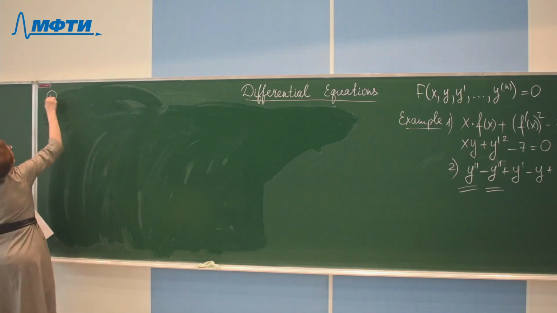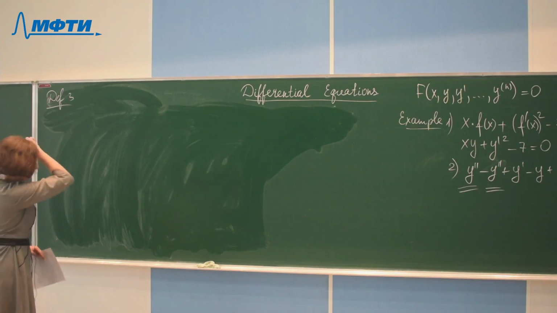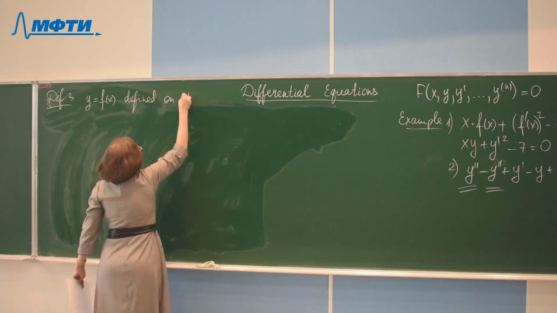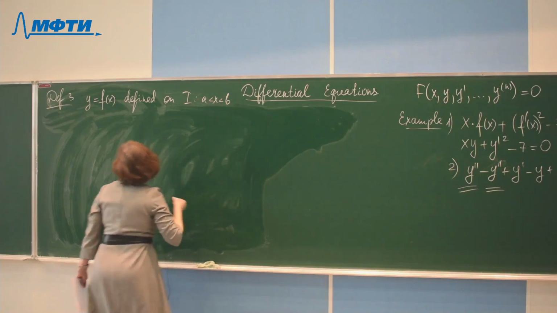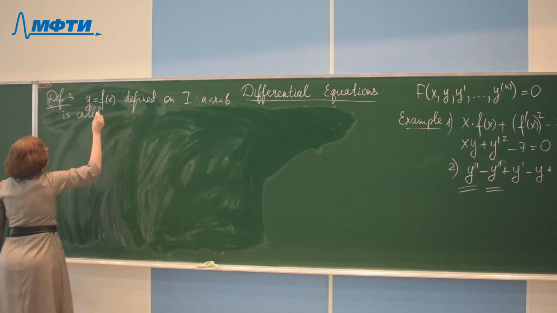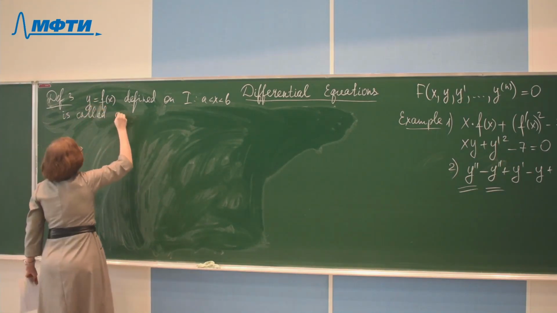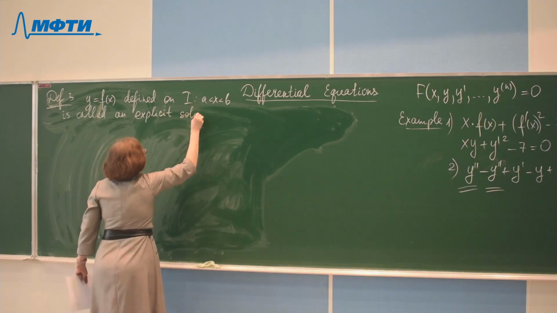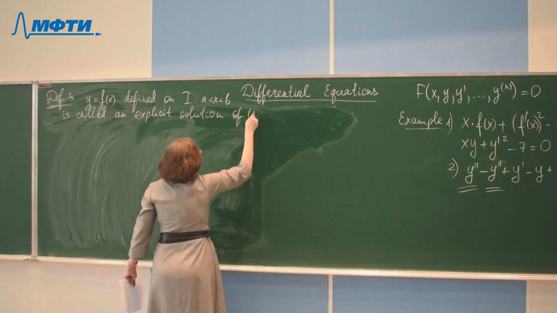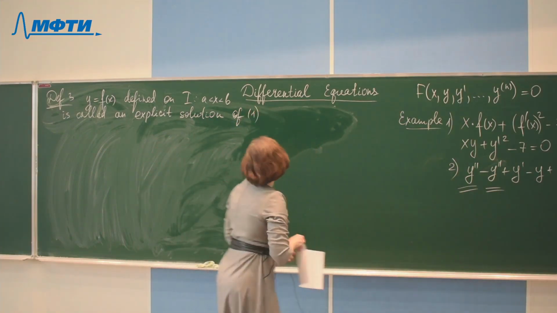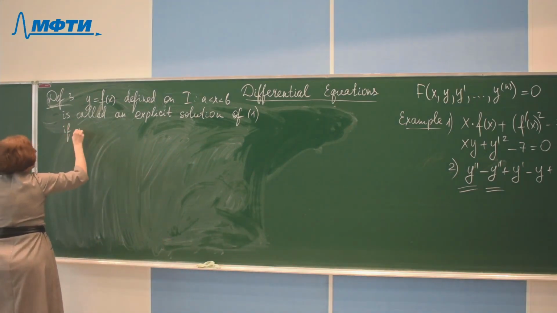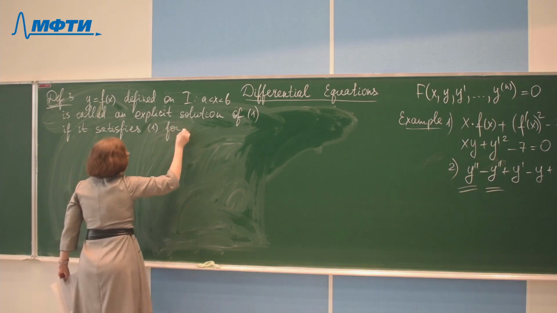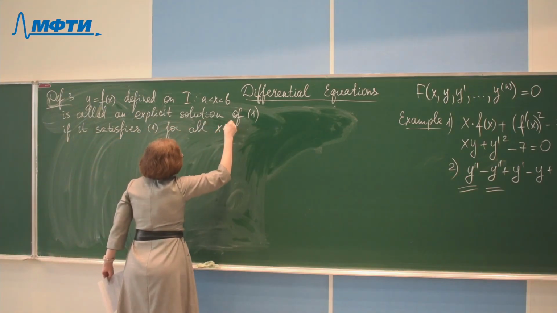Okay, so the next definition: a function y equals f of x defined on an interval I is called an explicit solution of our general differential equation, this one, if it satisfies it for all x from the interval.